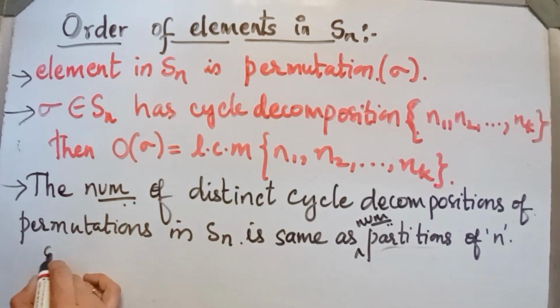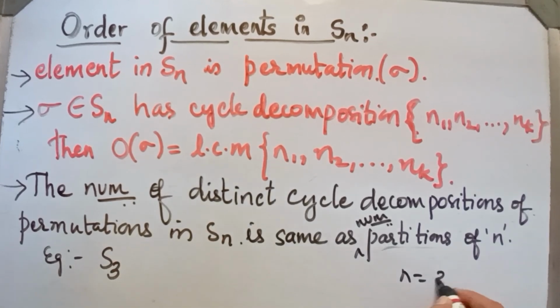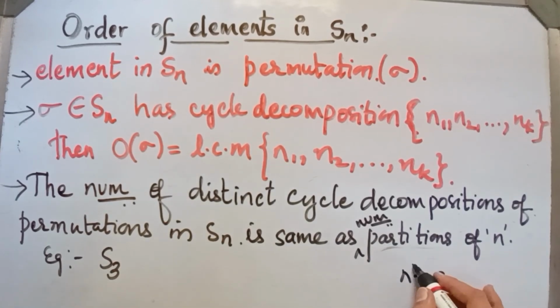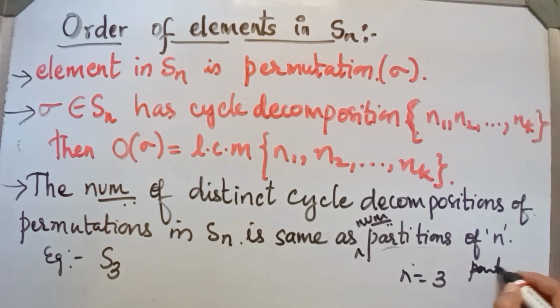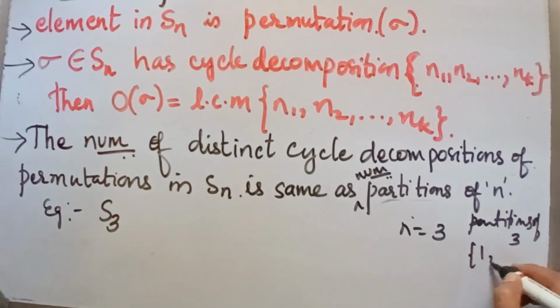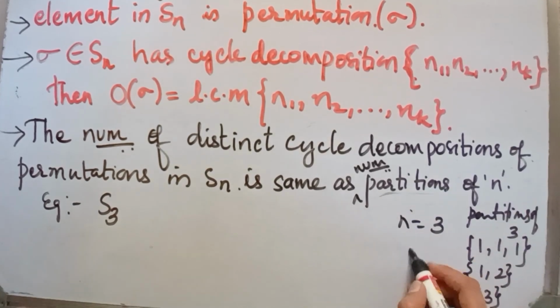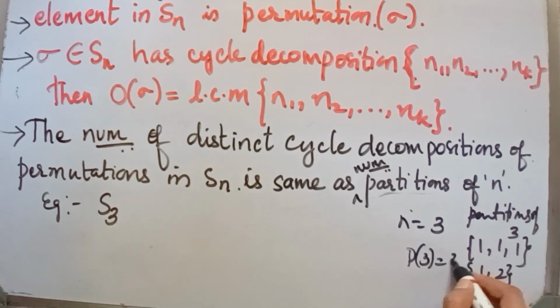Let me take one example. S3. Here n equal to 3. Which are the partitions of 3? Partitions of 3 are 1 comma 1 comma 1, the trivial partition, then 1 comma 2, then one more is 3. There are 3 partitions of n equal to 3, p of 3 equal to 3.